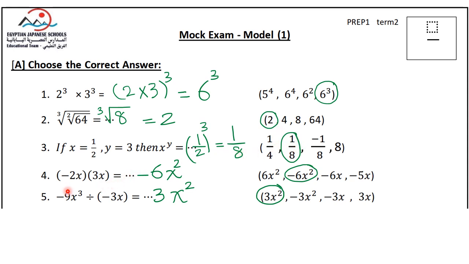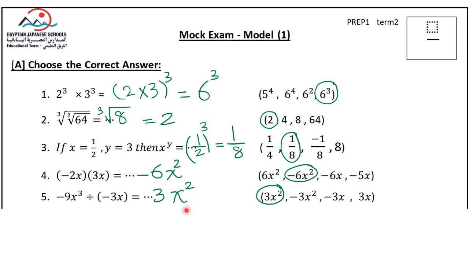For the next question, I have two factors multiplied by each other. So first we multiply the numbers together, negative 2 times 3. And we know that negative times positive equals negative. So negative 2 times 3 equals negative 6. And x times x, we add the power. So it will be x power 2.